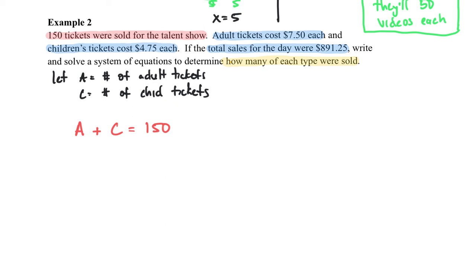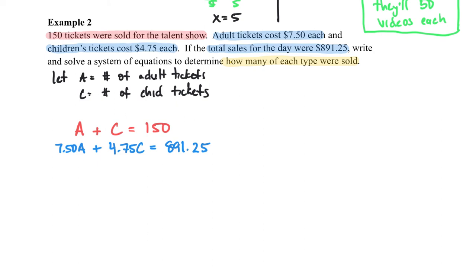So if I multiply the number of adult tickets times $7.50, that gives me my adult money. If I multiply the number of child tickets times $4.75, that gives me the amount of money raised by child tickets. And if you add those two things together, you get the total for the day, which was $891.25. Now, as I look at the system, I notice that A and C are both on the same side in both cases. So this system would probably best be solved by elimination. So pause the video, solve the system by elimination.